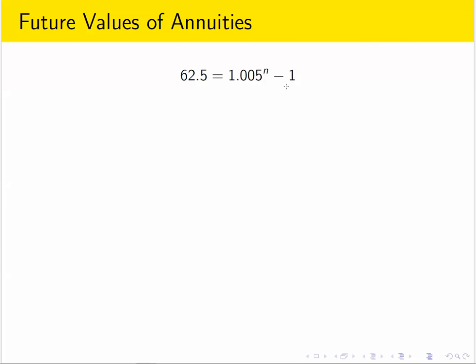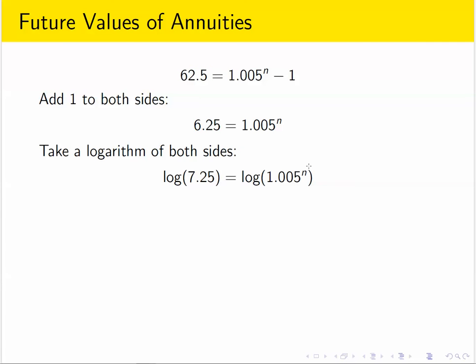Then I can add 1 to both sides. Oh, this is supposed to be 6.25, and this is supposed to be 7.25. And then we're ready to take logarithms of both sides.